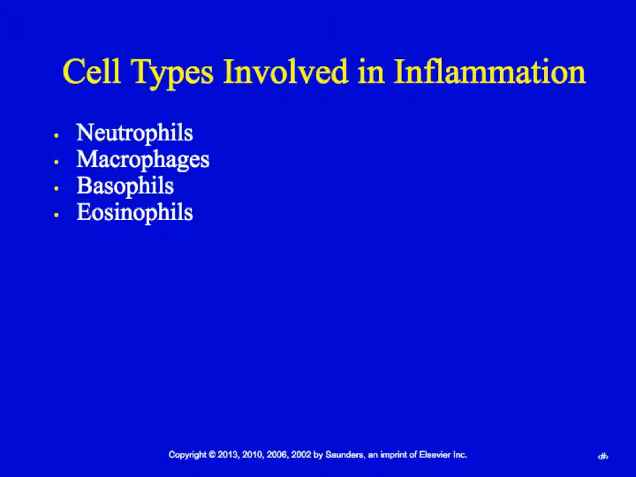So review that in chapter 19 about the different types of blood cells, these 4 blood cells, and how they are involved in the inflammatory response.